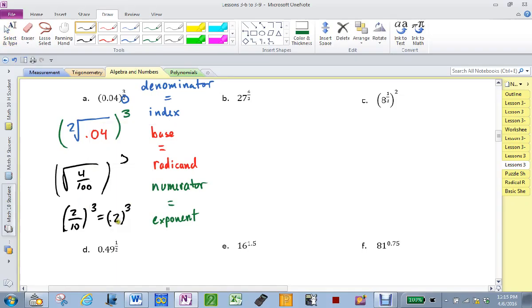Now, 0.2 cubed is 0.2 times 0.2 times 0.2, isn't it? Right? What's 2 times 2 times 2? 8. But I need how many decimal places? Every time I multiply, I need a new decimal place, don't I? And I've multiplied how many times? 3 times. So how many decimal places do I need? 3. 1, 2, 3. What goes in the holes? Zeros in our number system.